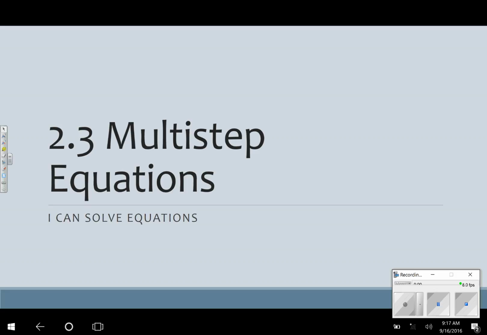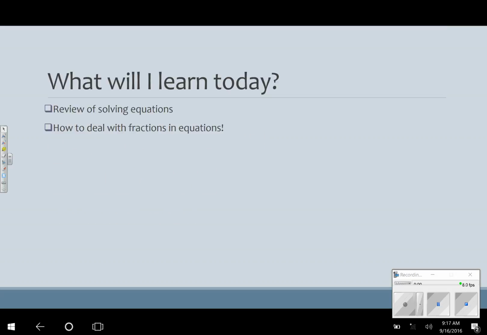Today we're going to talk about multi-step equations. More or less, though, these are two steps with some special things going on. We're going to review the solving of the equations, and then I'm going to basically show you how to deal with some fractions in equations. The fractions tend to be one of the F words of algebra.